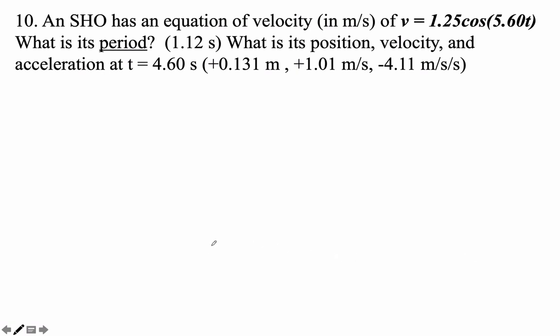A simple harmonic oscillator has an equation of velocity in meters per second of v = 1.25 cos(5.60 t). All right, so let's take a look at this. Here's what we know.